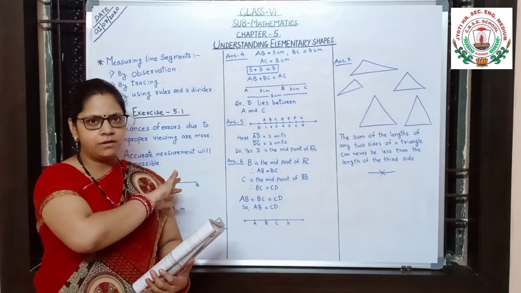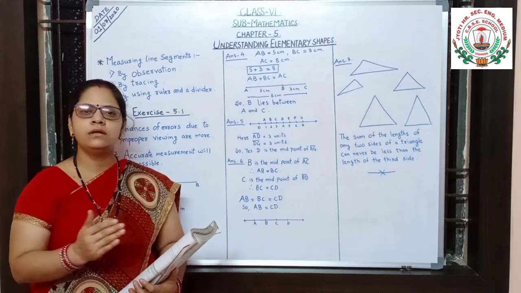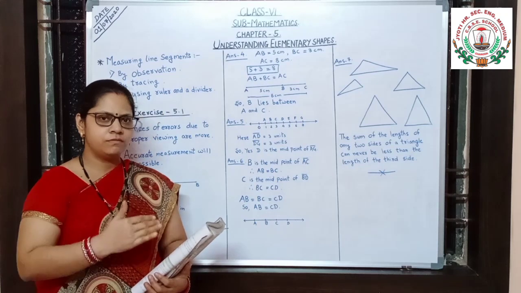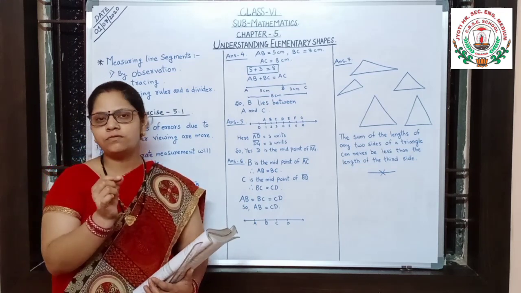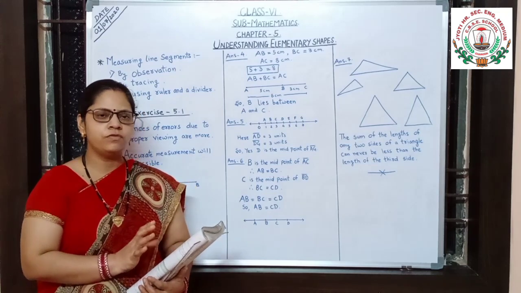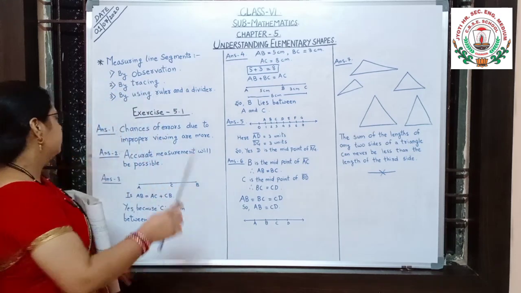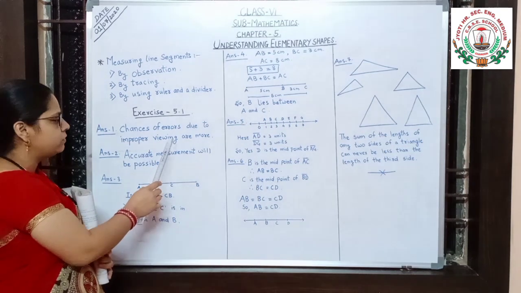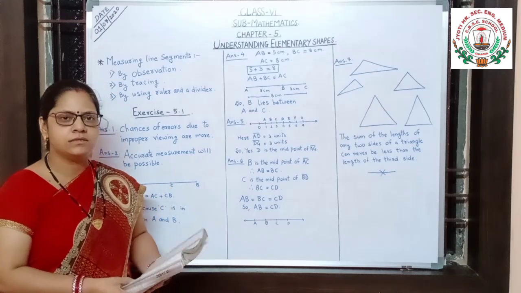If you are looking from one angle, the measurement will be different. If you are looking from a different angle, the measurement will be different. If you are looking from the upside, the measurement will be different. The points will be shifted here and there. So that is the disadvantage of mere looking or mere observation. So there are chances of errors due to improper viewing. Improper viewing means viewing through different angles of your eyes.